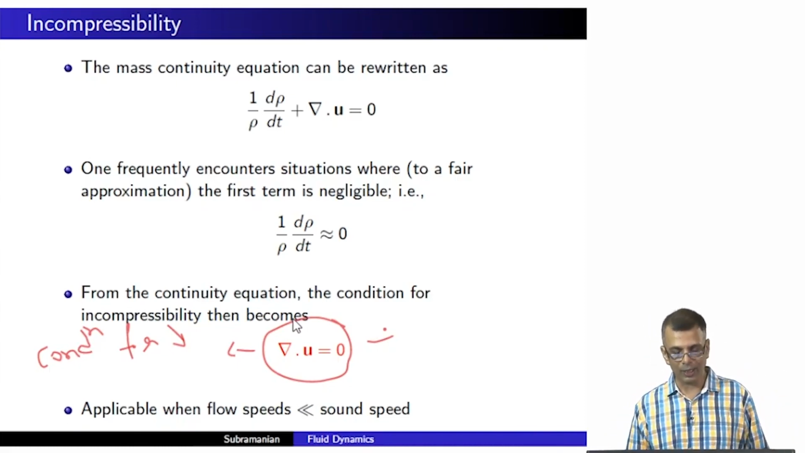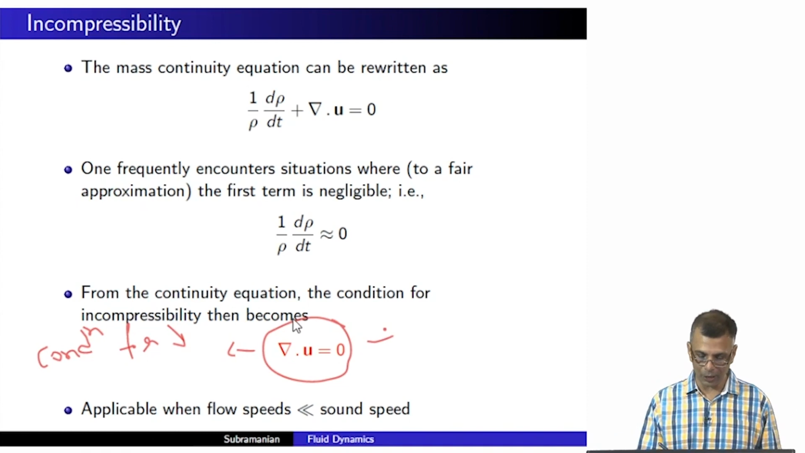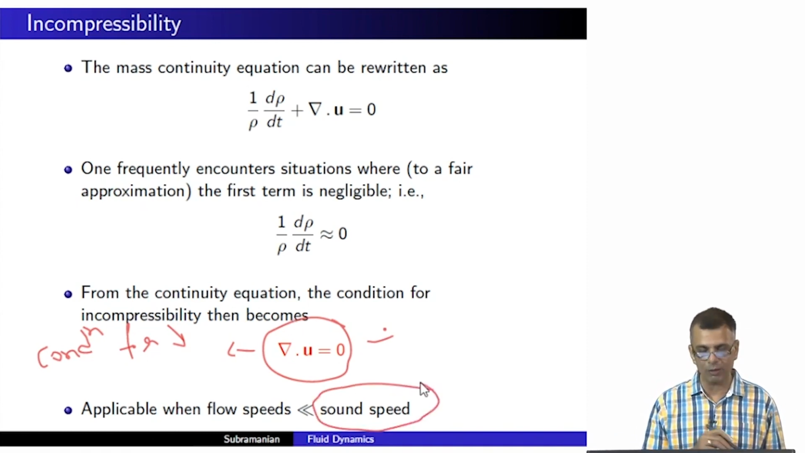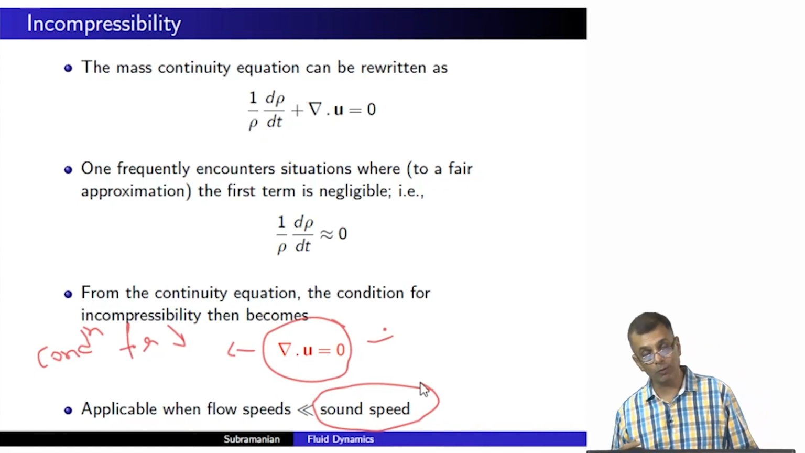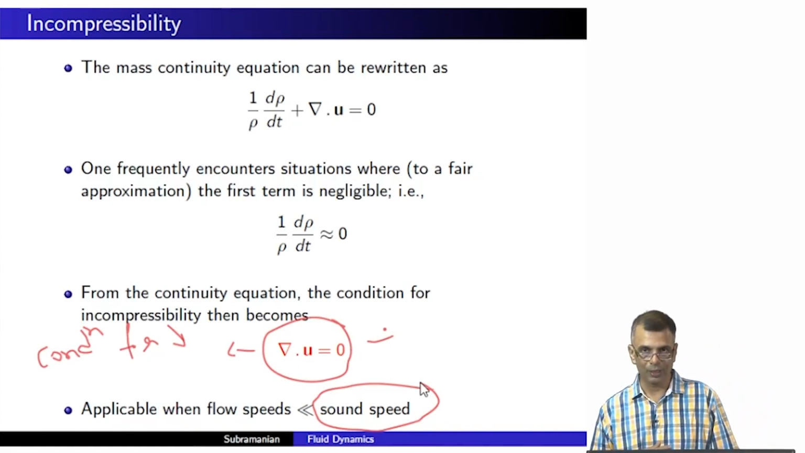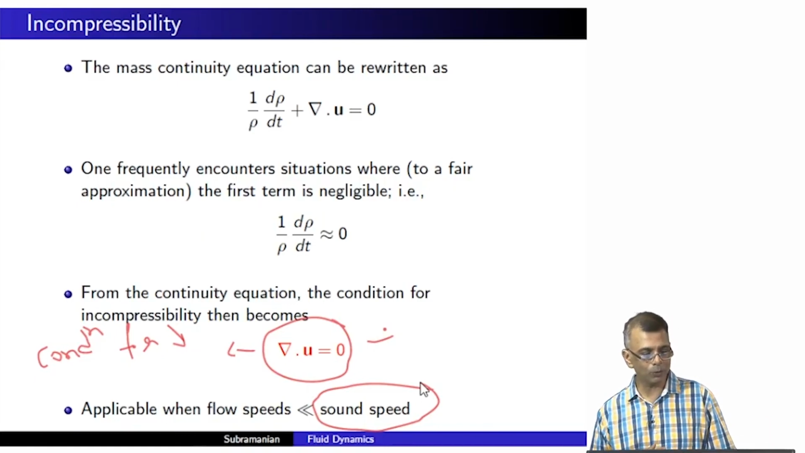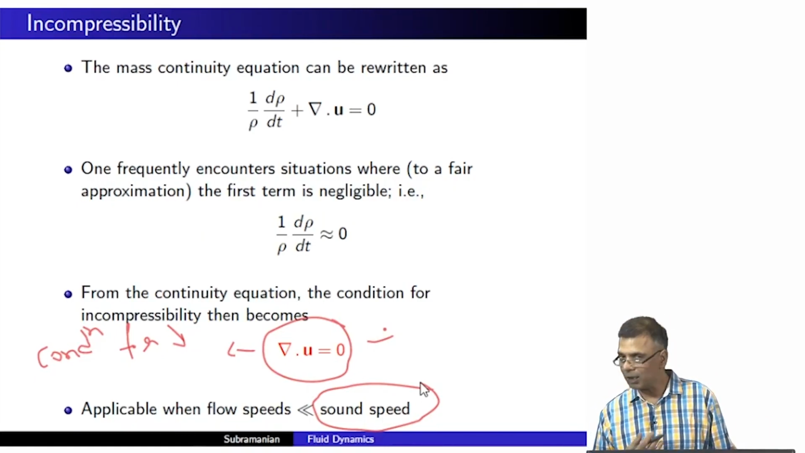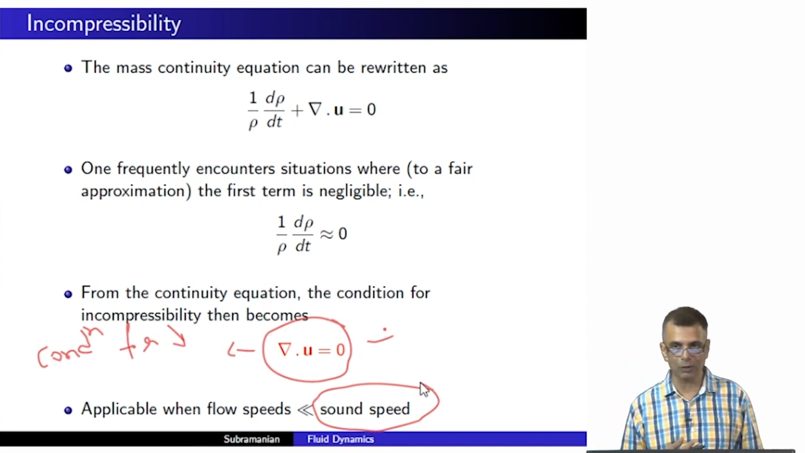It turns out that if the flow speed is much lesser than the sound speed, which we have not introduced yet, we will introduce this when we start talking about compressibility. Okay? If the flow speeds are much smaller than the sound speed, then any fluid can be regarded to be incompressible to a very good degree of approximation.